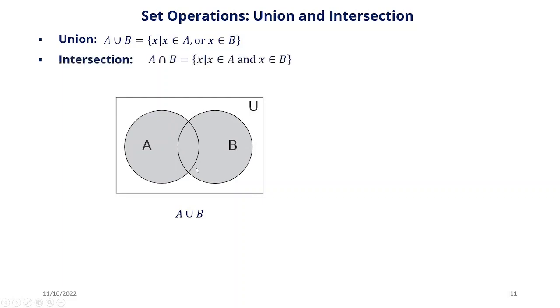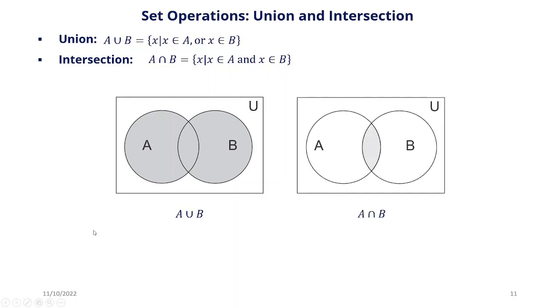Then we'll talk about intersection. It's the set of X such that X is in A and X is in B. Only the elements that are in both of them form the intersection. So the intersection here is just this part of the diagram. Okay, that's A intersection B.